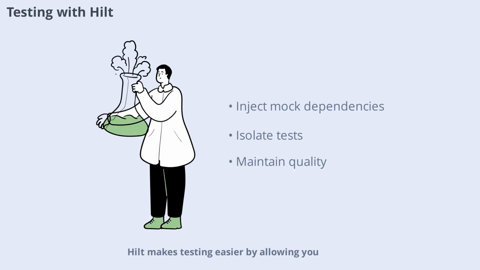Hilt makes testing easier by allowing you to inject mock dependencies and manage test-specific modules. By leveraging Hilt's annotations, you can create isolated test environments and ensure your components behave as expected. This capability is invaluable for maintaining high-quality code and catching bugs early in development.